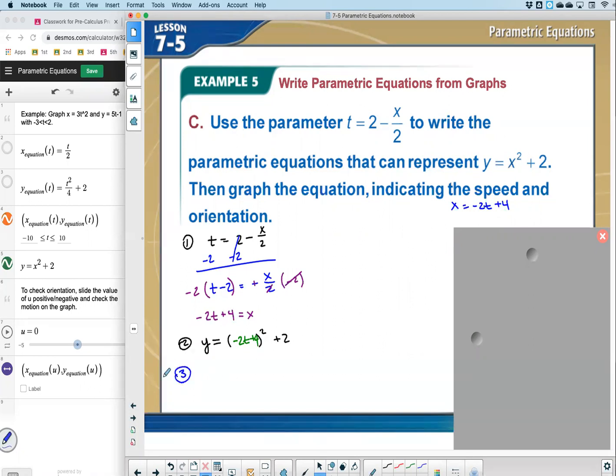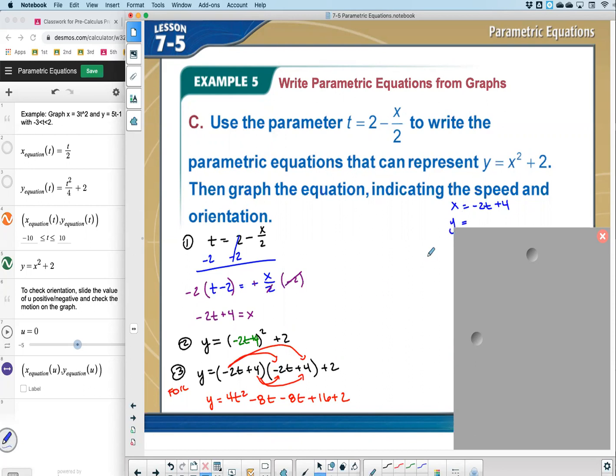Step 3 says, let's simplify this. Color coordinate here. So y equals negative 2t plus 4 times negative 2t plus 4, plus 2. I'm going to FOIL this. Negative 2t times negative 2t is a positive 4t squared. Negative 2t times a positive 4 is a negative 8t. Positive 4 times a negative 2t is a negative 8t. And a positive 4 times a positive 4 is a positive 16.